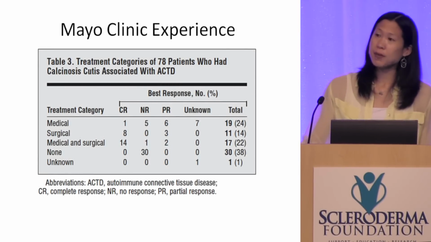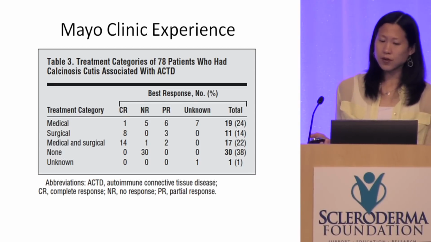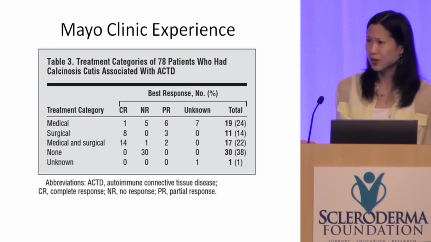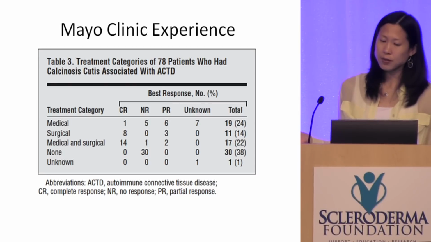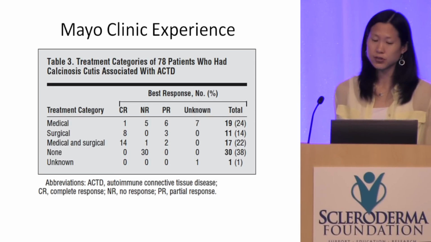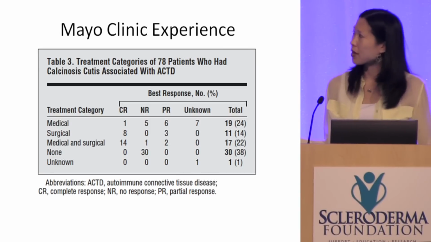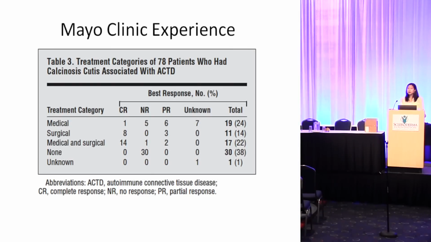So this table describes the Mayo Clinic experience in 78 patients who had autoimmune connective tissue disease-associated calcinosis. So of the 78 patients, 30 of them did not have any treatment at all, and none of those patients had a response. 19 patients had only medical therapies used, 11 patients had surgical therapies alone, and then 17 patients had medical and surgical therapies for their calcinosis. So of the 19 patients who had medical therapies alone, only one of them had a complete response or remission of their calcinosis. 6 of them did have a partial response, 5 had no response, and then 7, their follow-up was unknown.